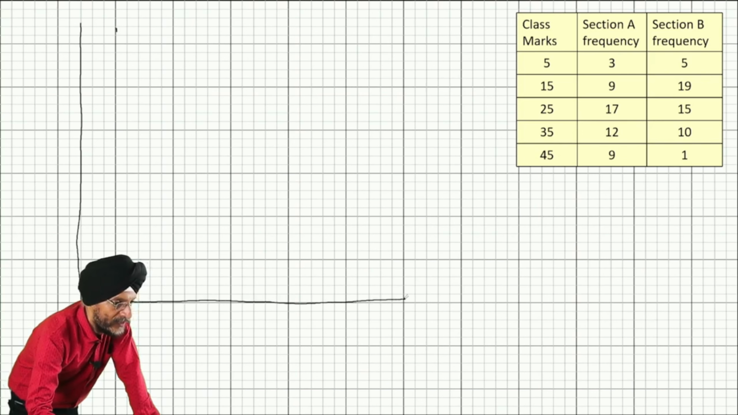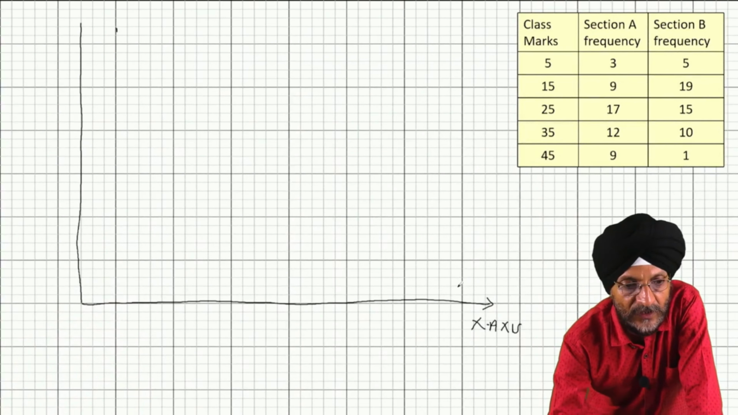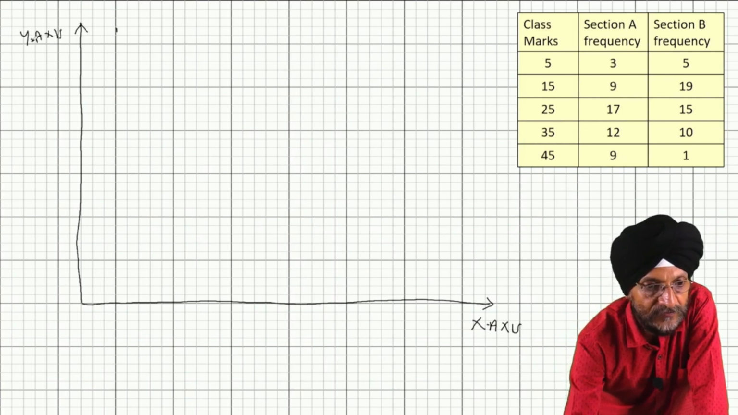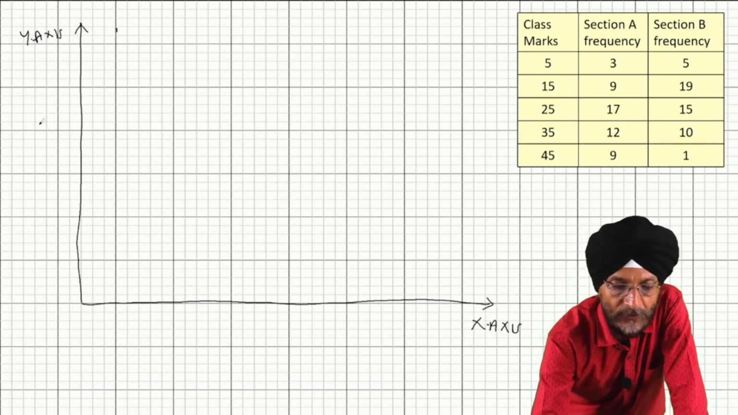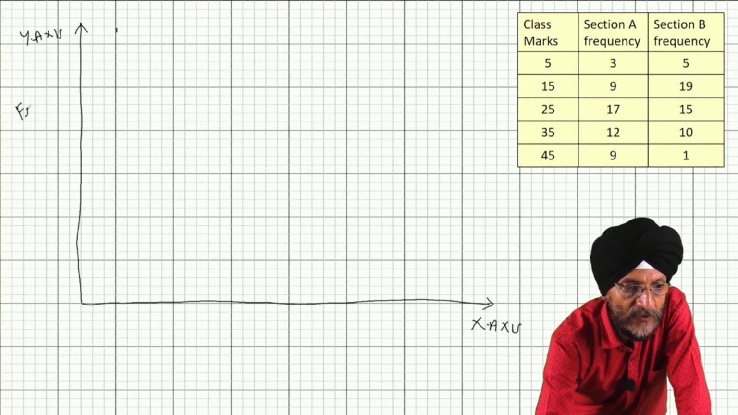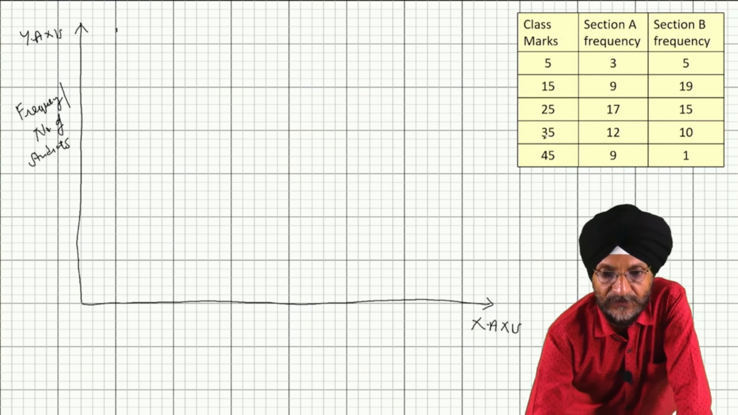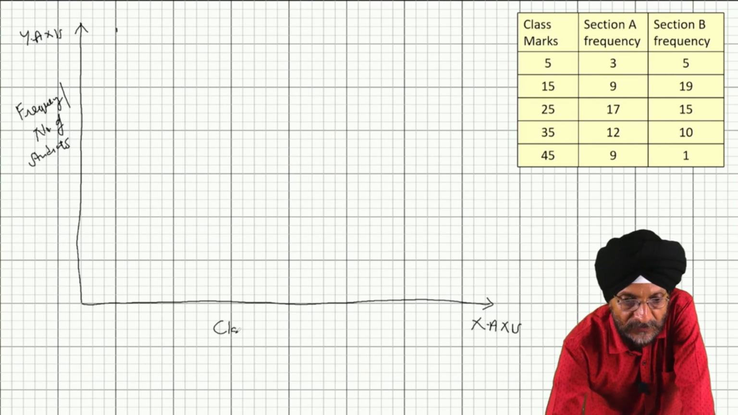You have to draw straight lines. Now this is the x-axis, as you know. This is the y-axis. On the y-axis you will draw frequency, or frequency means the number of students. On the other hand, you will draw the class marks or midpoints.